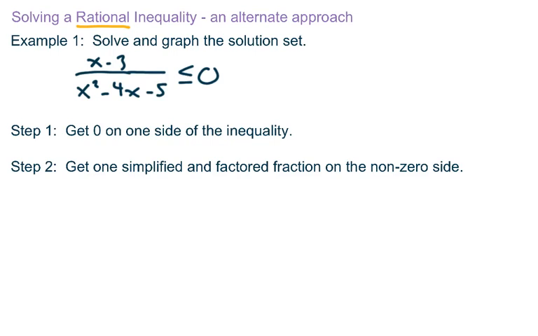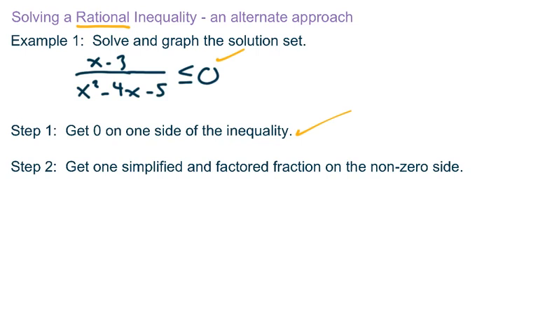Get 0 on one side of the inequality. Guess what? It already has 0 on one side of the inequality. You're done. Step 1's done. My next example will have to work harder. You'll see. Step 2, get one simplified and factored fraction on the non-zero side.